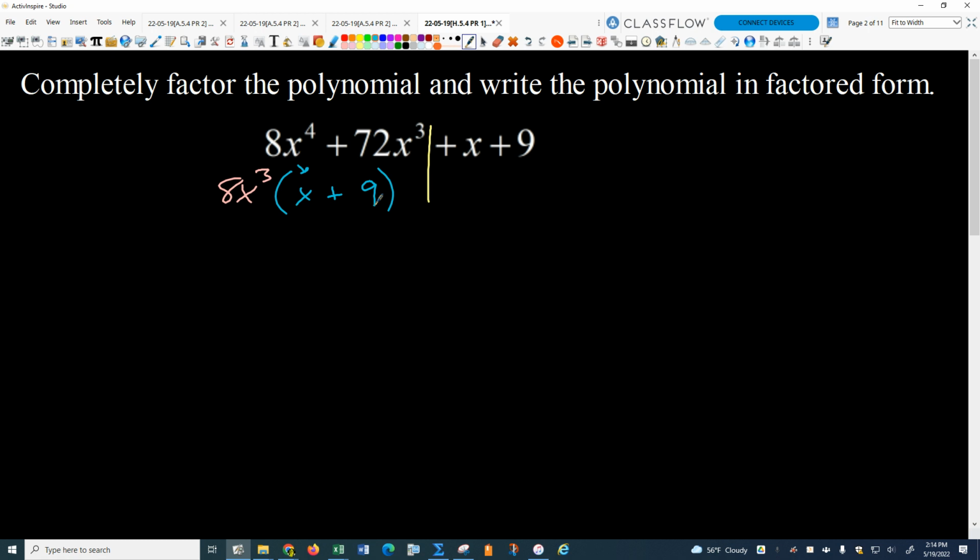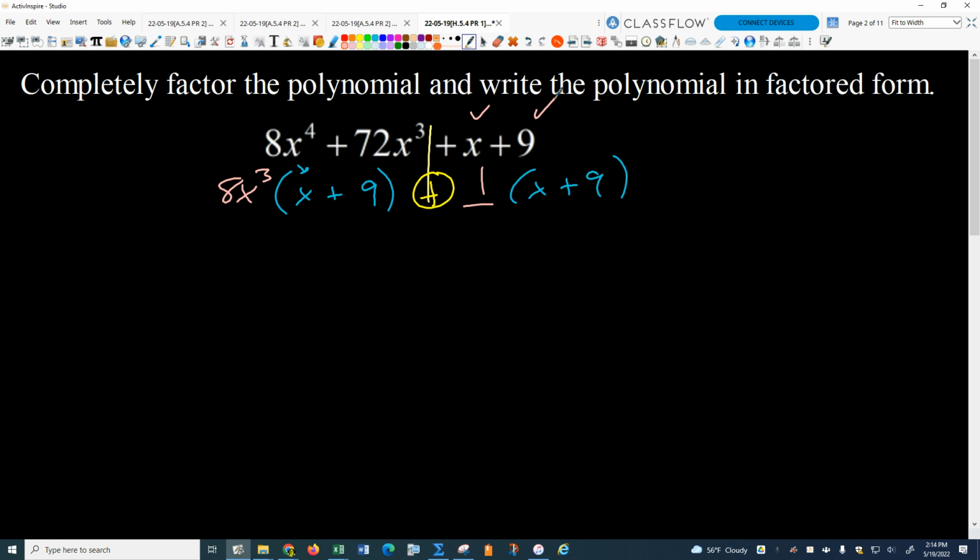Okay, Mr. Lunny, what goes over here then? There you go. Okay, and I've got my plus sign in the middle. And what would have to go out in front then? 1. Okay, and we'll check it. 1 times x is x. 1 times 9 is 9. So it works.